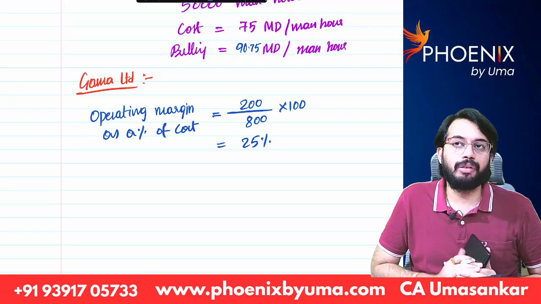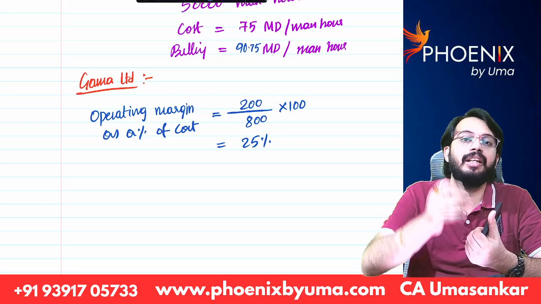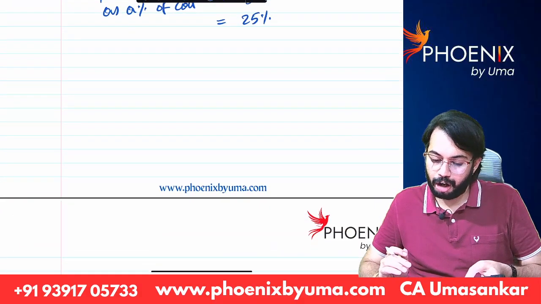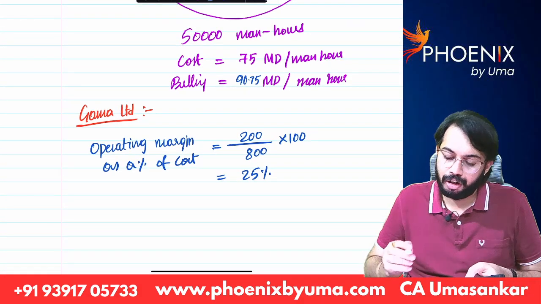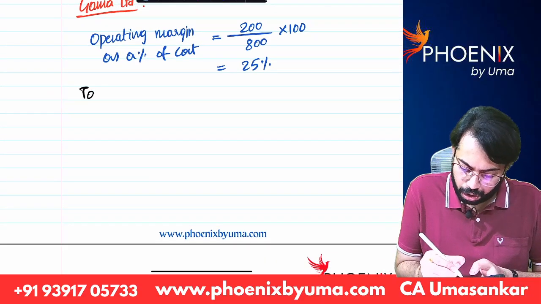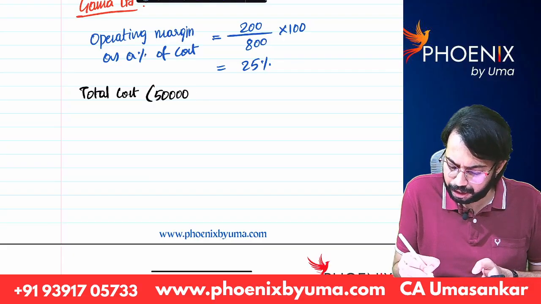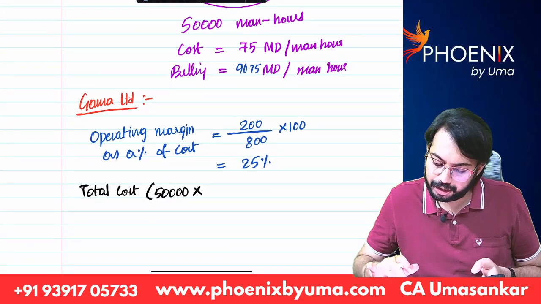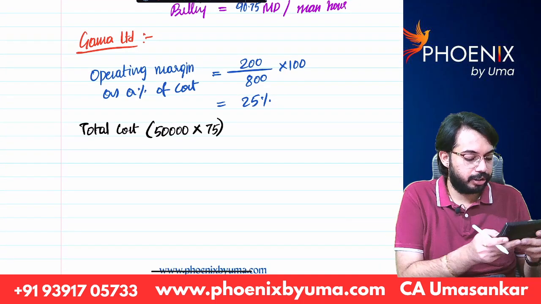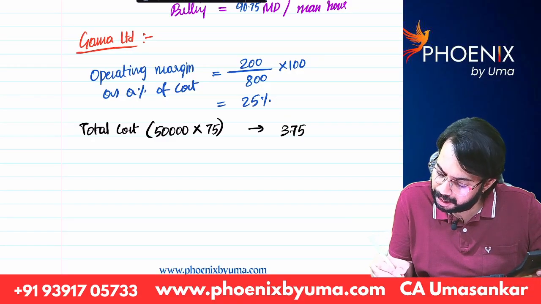So what we will do now? We will take total cost, and to total cost we will add GP margin. Thereby we are going to calculate arm's length price. Now, how much is total cost? Total cost is 50,000 man hours into 75 Malaysian dollars cost, which is 37,50,000 Malaysian dollars.